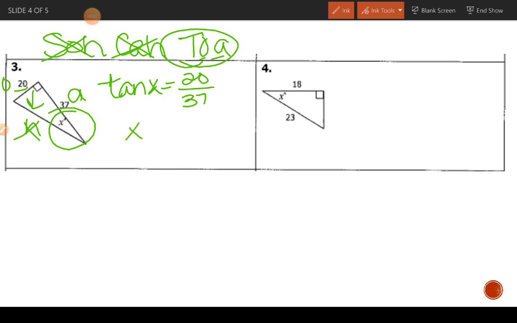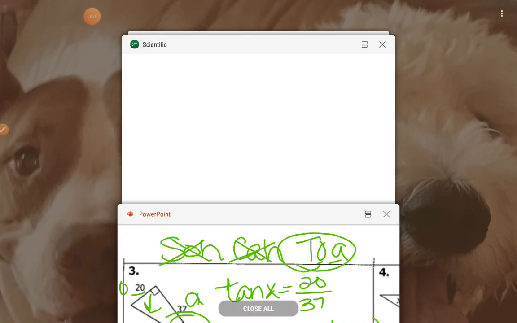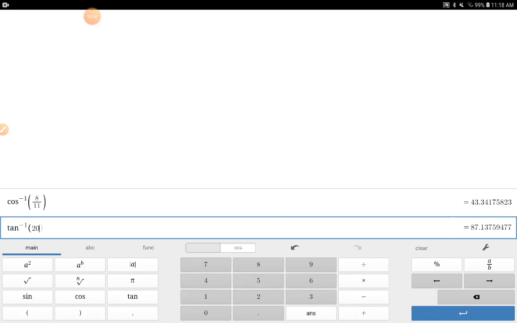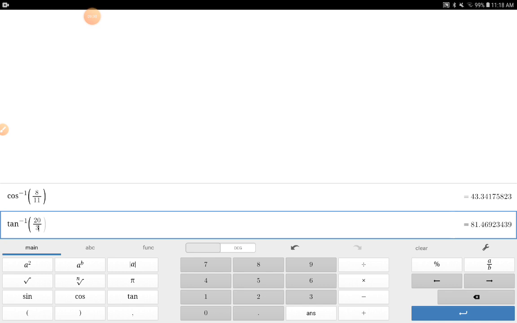Again, we're using that inverse function. So tangent of -1 is 20 over 37. Go to our calculator. So tangent -1 of 20 divided by 37. And we get our answer over here, which is 28.39. That 9 is going to tell the 3 to round up.